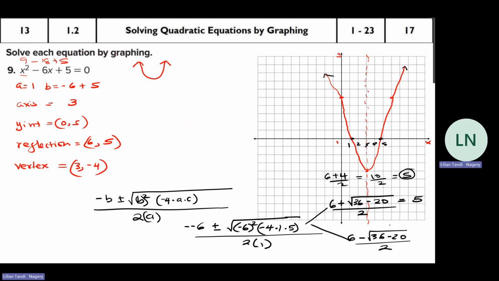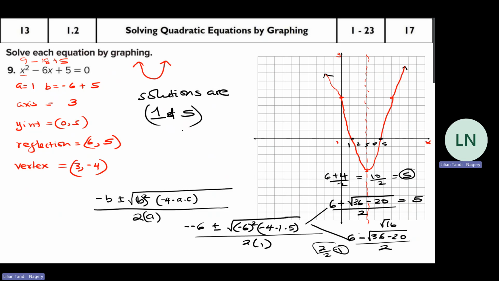So let's do here. This should be square root of 16. 6 minus 4 is 2. And 2 divided by 2 is 1. Okay? So your solutions are 1 and 5.